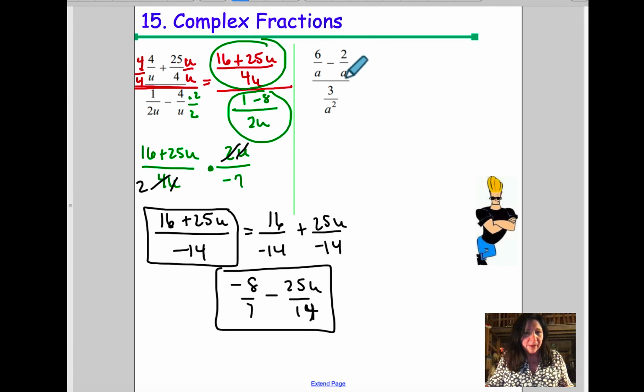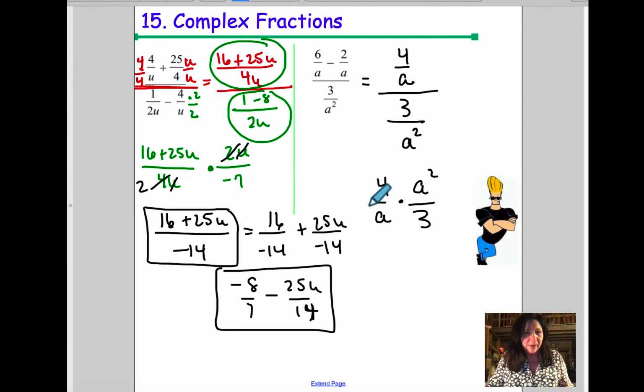For the numerator here, it looks like my denominators, lucky us, are exactly the same. So we have 6 over a minus 2 over a, which is 4 over a, divided by 3 over a squared. So again, this is just this top term divided by that bottom term. So I'm going to go 4 over a times a squared over 3.